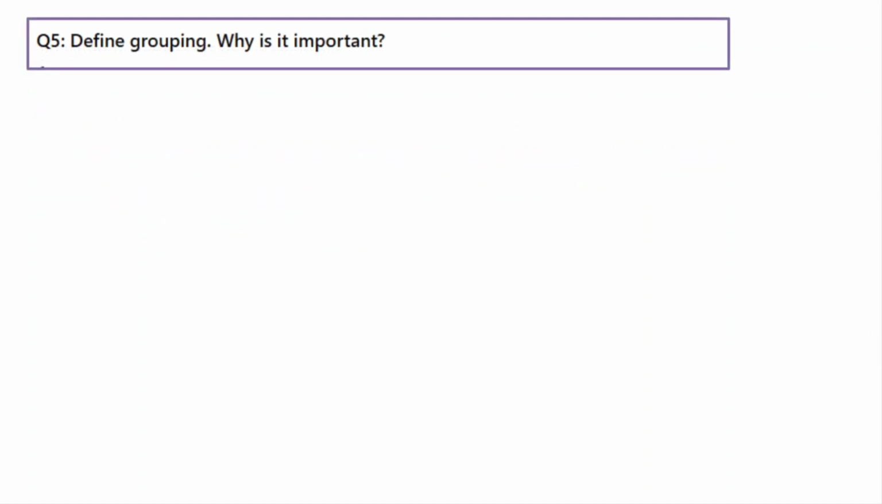Next question, define grouping. Why is it important? See, we have done groupings of plants based on their seeds, root types, leaf patterns, and so many other things, and animals based on their movements. So why is it necessary? Why is this grouping necessary? Why is it important?